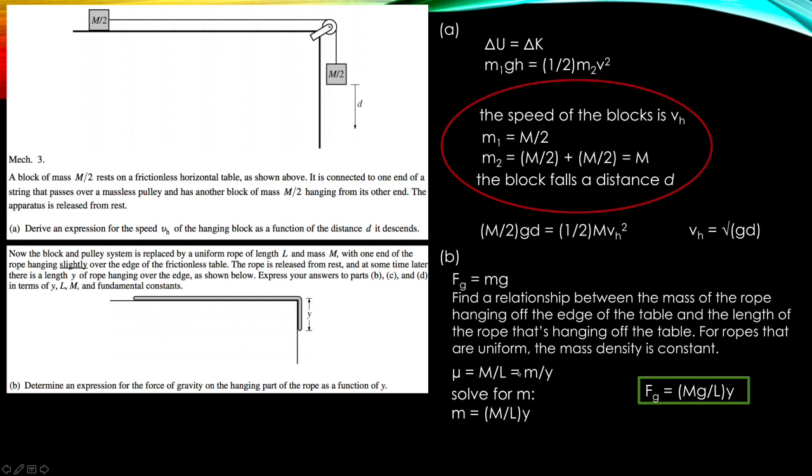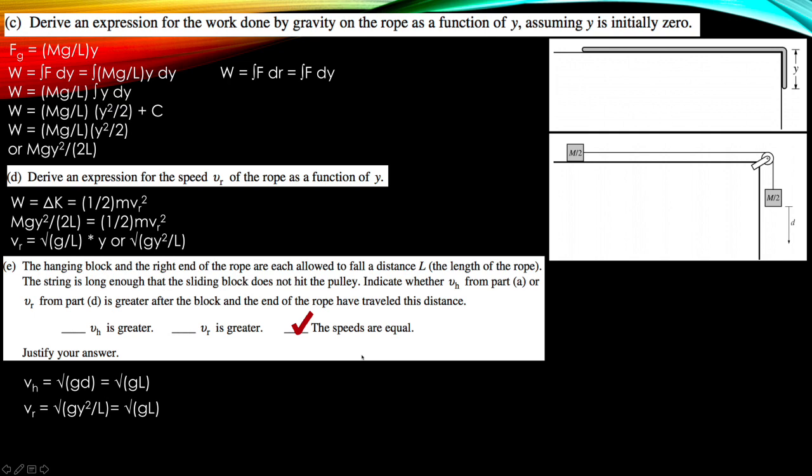So we can just say that whatever the mass is, if we solve for m in this equation, we get m = (M/L) times y, because small m over y is equal to big M over big L, since the mass density is always going to be constant. So if we solve for m, we get this, and then we can plug this value of m back into this equation for gravity, and we'll get that F_g is equal to Mg over L, all of that times y.